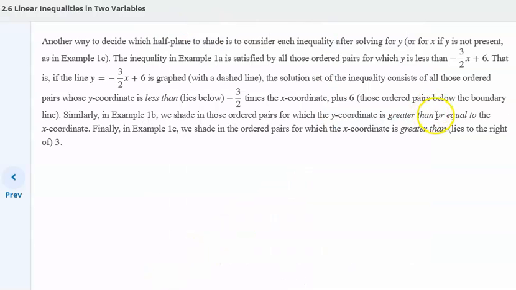Here is background. Again, if a positive y is greater than, you shade above the line. If a positive y is less than, you shade below the line. And if it's only greater or less than, it's a dotted line. If it's also equal to, it's a solid line.